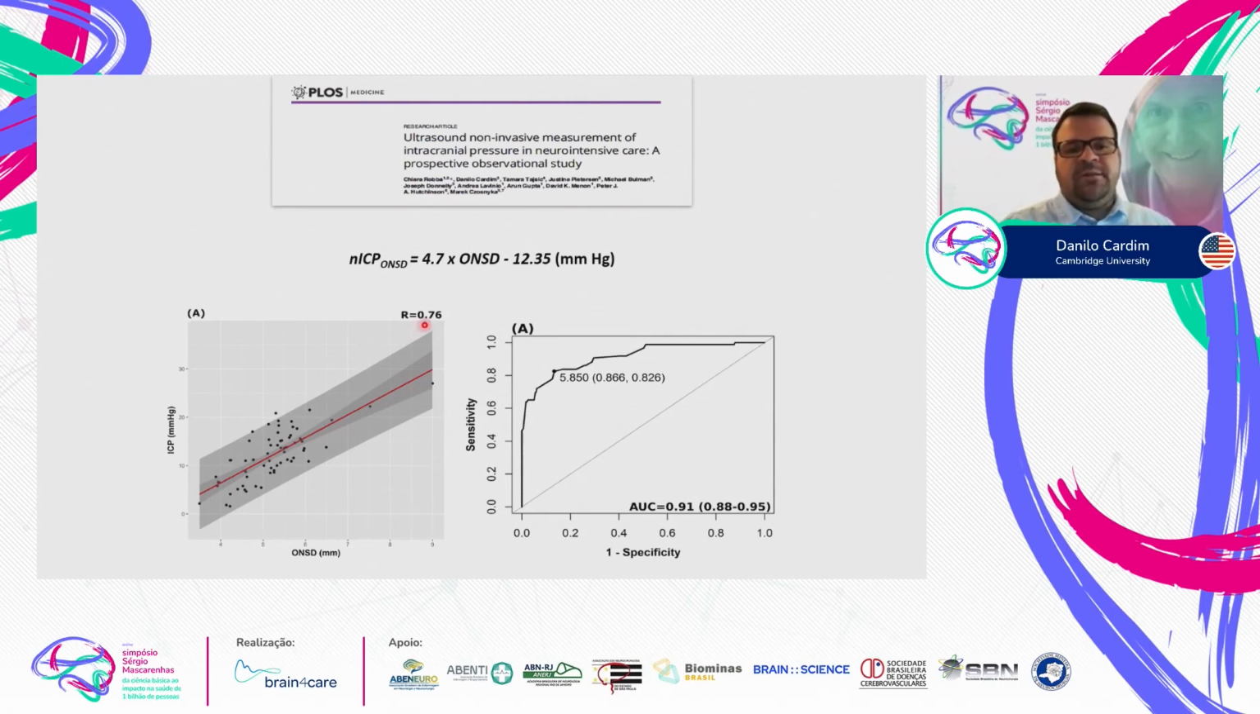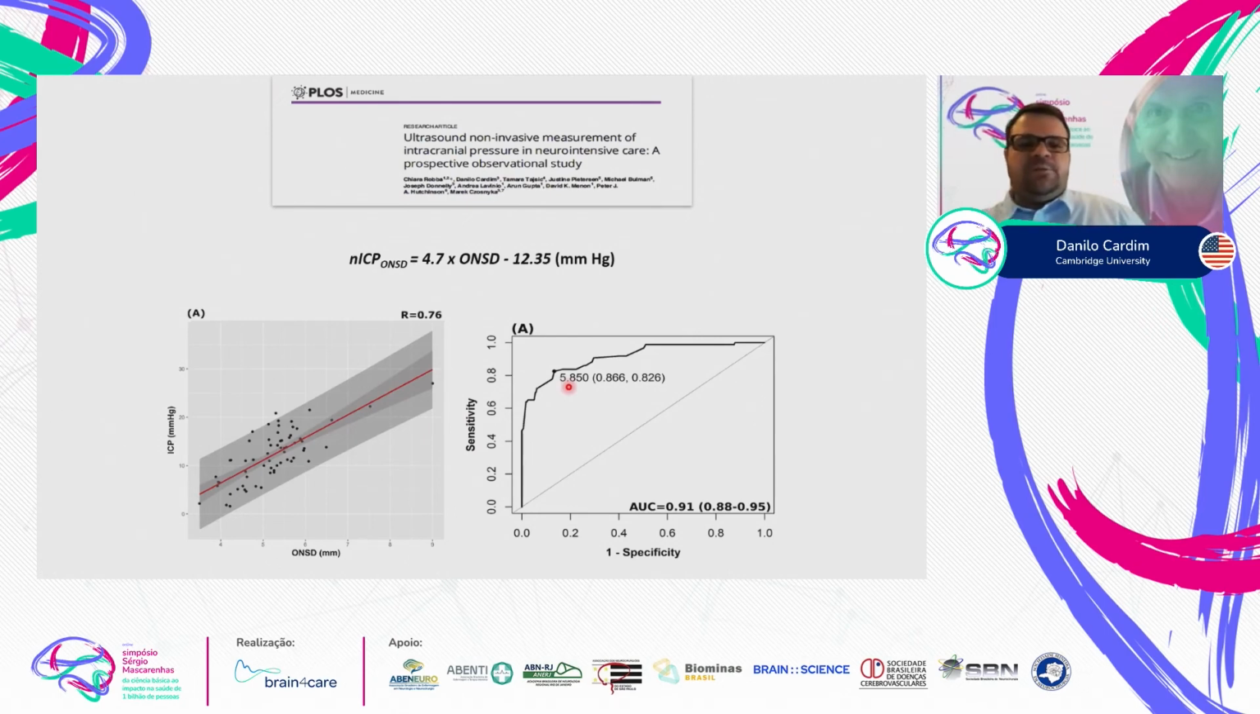And we observed that these 2 measurements were highly correlated, with a very high ability to detect events of intracranial hypertension, with an area under the curve of 0.9. And also we found that the best threshold to identify events of intracranial hypertension, characterized as 20 millimeters of mercury, was 5.8 millimeters of optic nerve sheath diameter.